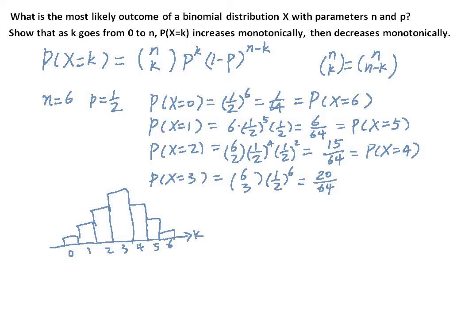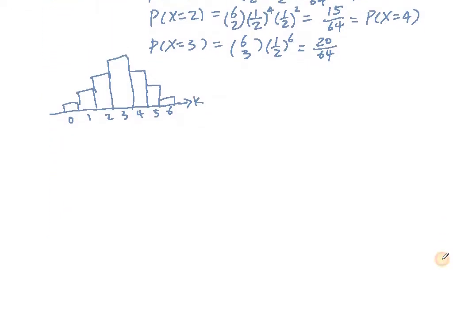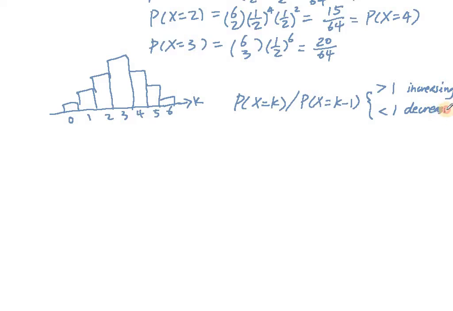Okay, so what we can do is observe the ratio between probability of X equal to k divided by probability of X equal to k minus 1. So when this is greater than 1, that means it's increasing. And when it's less than 1, it's decreasing, since we always know both numbers are positive.